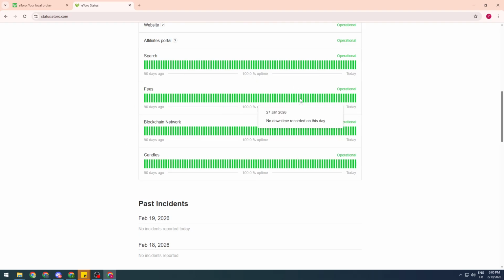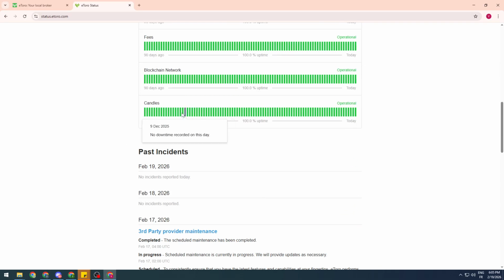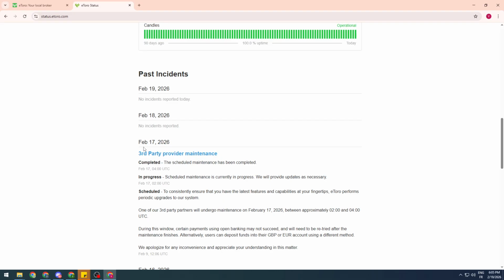So you can check here if there is any problem, and you will notice here that there will be feedbacks and comments about what the problem actually is. So in case there was a problem, simply just wait. It is from their side and you need to wait for them to fix it.